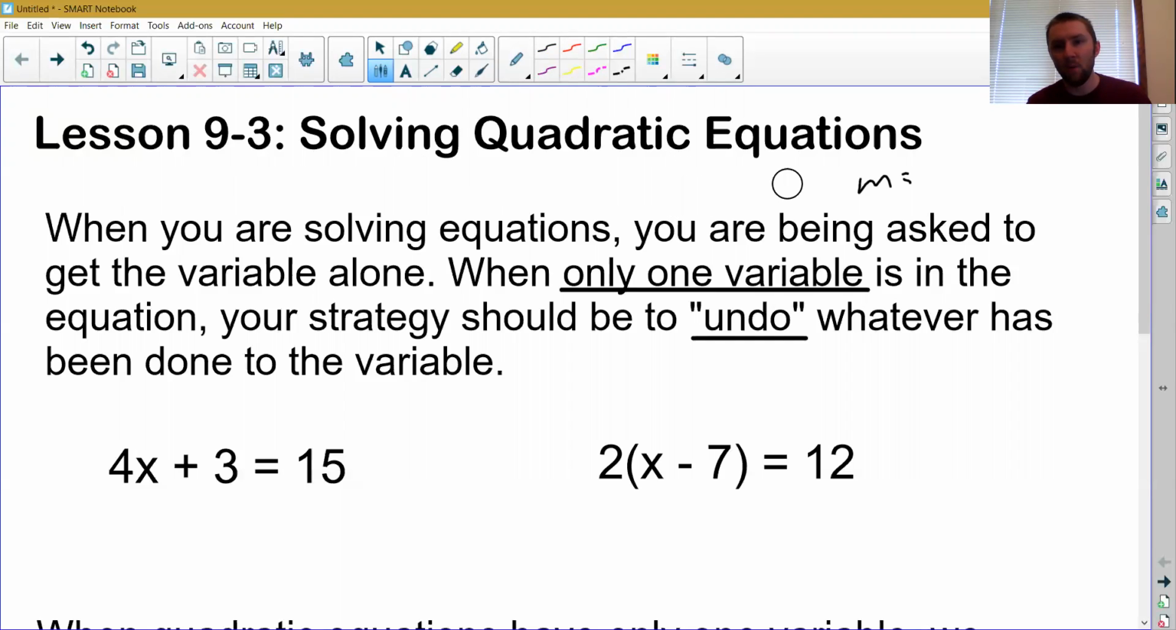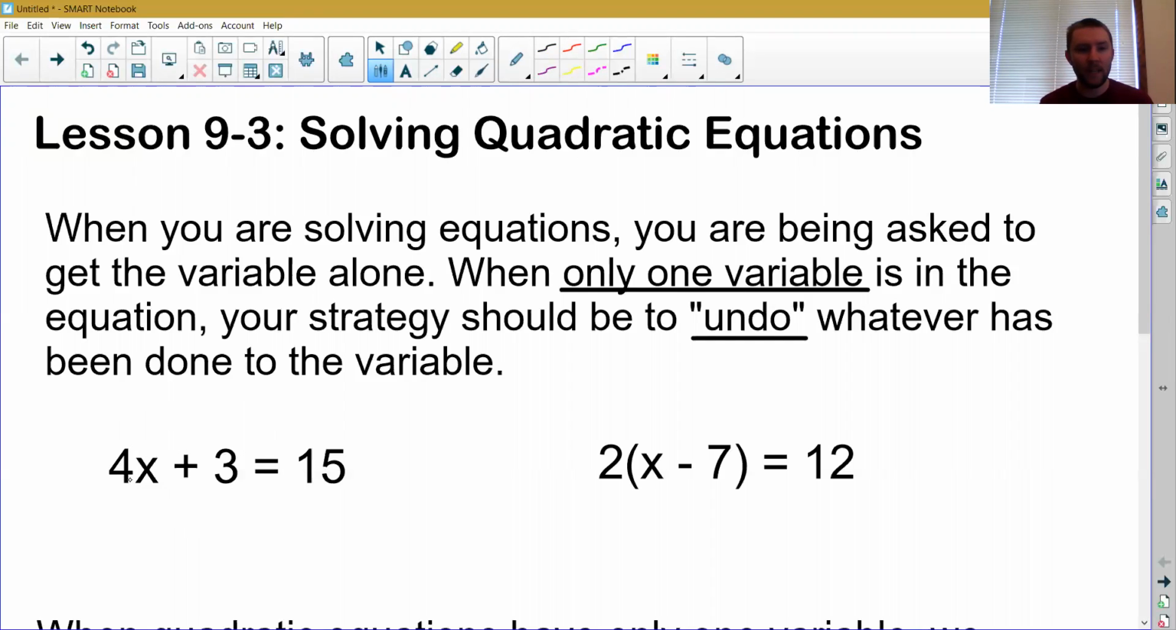When the variable that you're trying to solve for, that you're trying to get all by itself, shows up only one time, when there's only one variable in the equation, the strategy should be to undo things and do the opposite operations, which is the way we've been solving equations since the very beginning of this class, okay? Since chapter 2 and even back in middle school when you were solving equations, you were using this sort of strategy, okay? So for example, just an equation that we've seen a long time ago that we should be able to solve. Here it says 4x plus 3 equals 15, right?